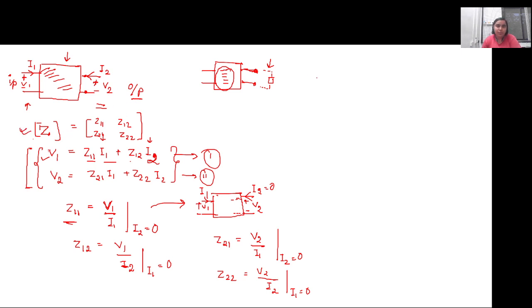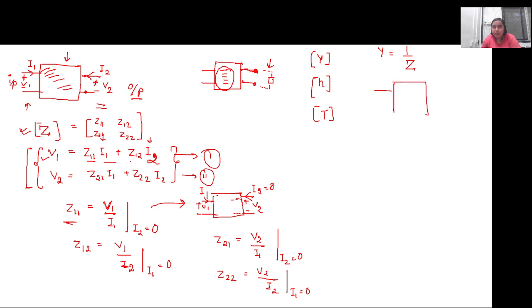The other matrices that can be formed are the admittance matrix, the hybrid matrix, and the T parameter matrix, which are known as the ABCD parameters. Now in case of admittance, what is admittance? It is 1 by the impedance. Once we have this Z matrix, we cannot simply take 1 by Z11, 1 by Z22 to calculate this Y matrix. So how is this Y matrix given?